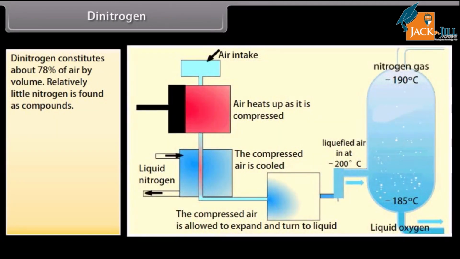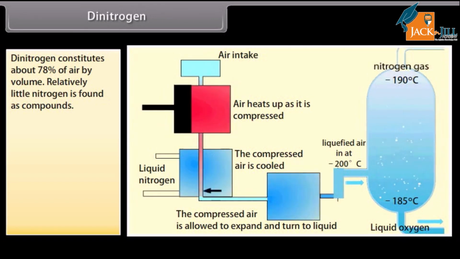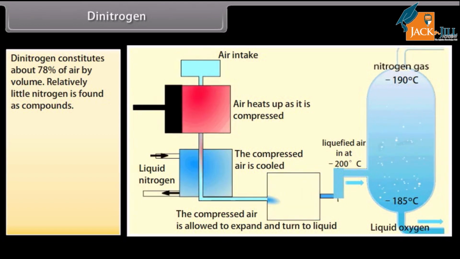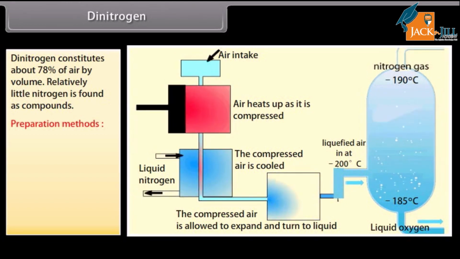Dinitrogen. Dinitrogen constitutes about 78% of air by volume. Relatively little nitrogen is found as compounds. Some preparation methods of dinitrogen are the following.